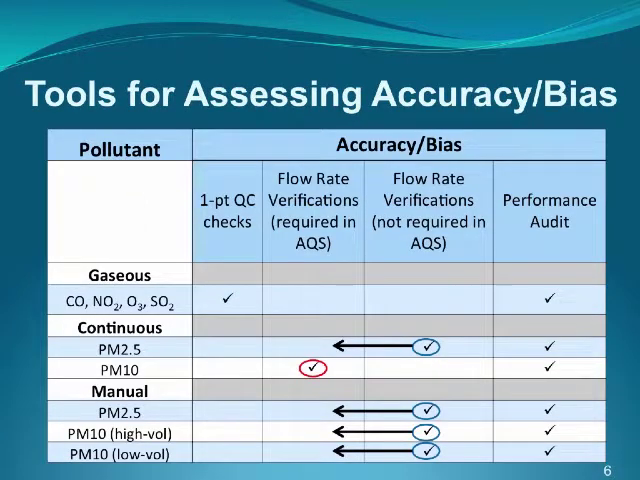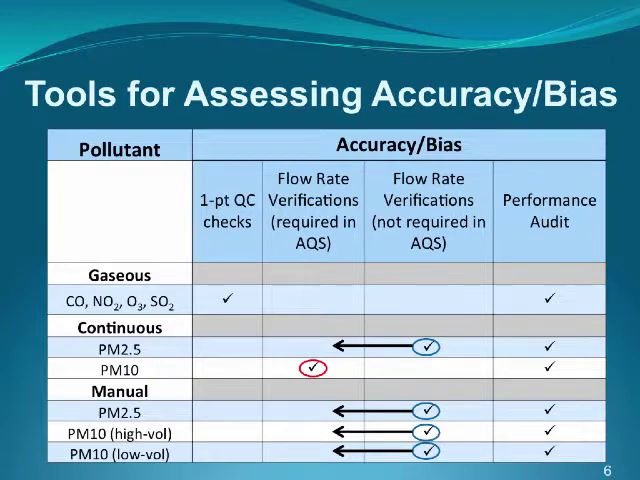So how do we assess for accuracy and bias for gases instruments? Well, we look at the difference of the instrument's response with the reference gas. And for PM samplers, this is through flow rate verifications. You see a red oval. Since there's no co-location requirement for continuous PM10, EPA requires that we perform the flow rate and we upload that information to EPA's database. You see the blue ovals.